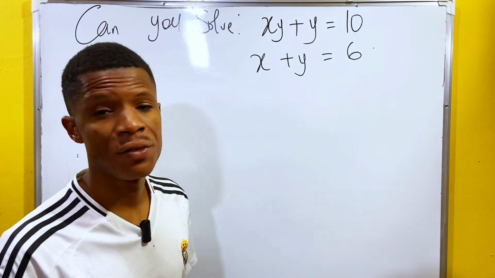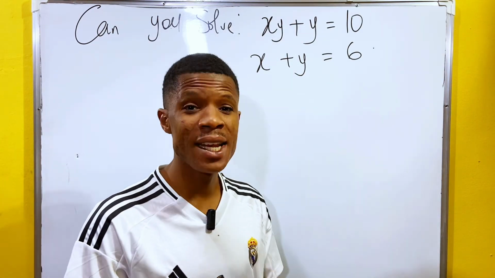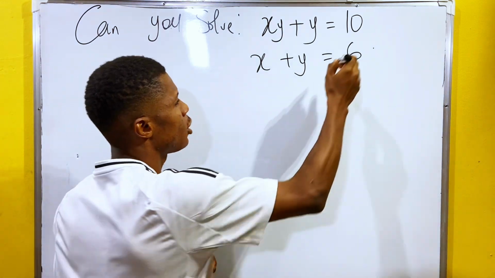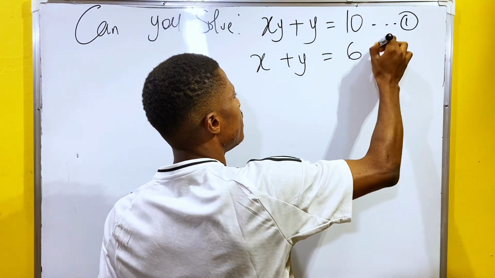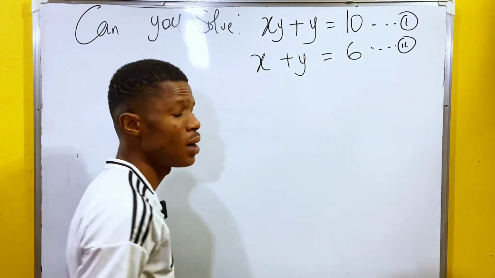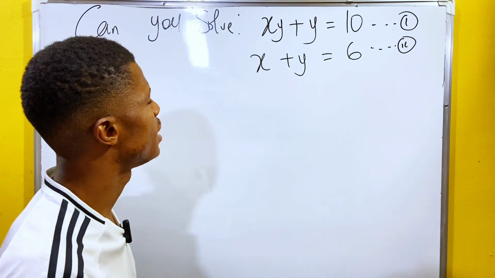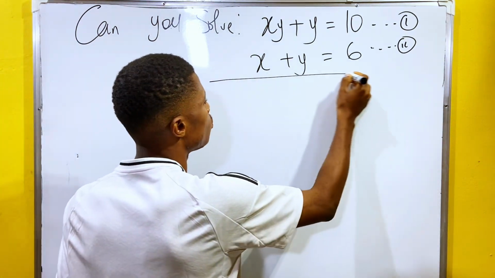We are told to solve xy + y = 10 and x + y = 6. So basically, we can call the first one equation 1 and the second one equation 2, right? So we already have two equations. To solve this, I will first of all look at the equations.